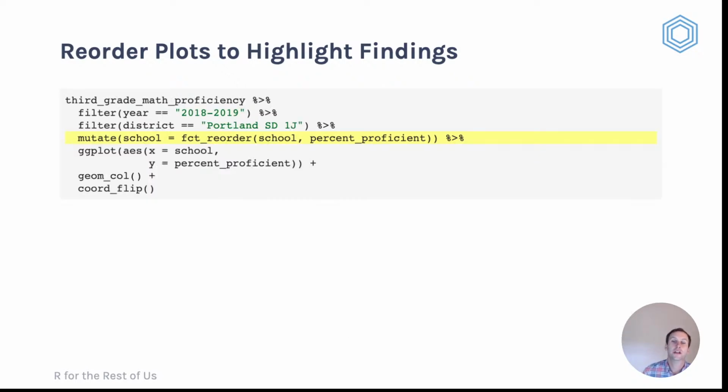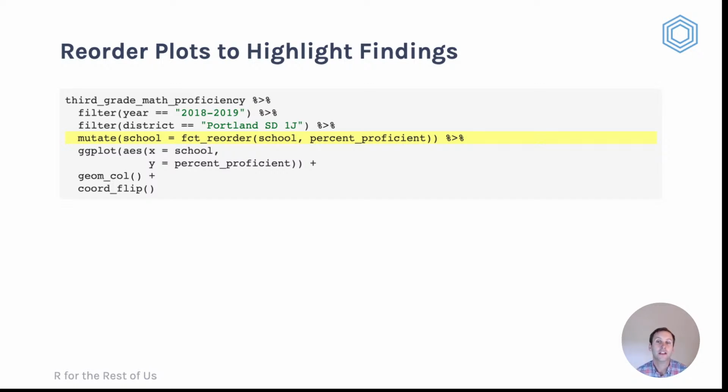Another way to do this is actually working with our data before we even get to ggplot. So you can see I've added a line here. I'm using mutate on school, so in other words, I'm changing the school variable, and then I'm doing equals fct_reorder. This is a function from the forcats package, which we get access to because forcats is one of the packages that is loaded when we type library(tidyverse).